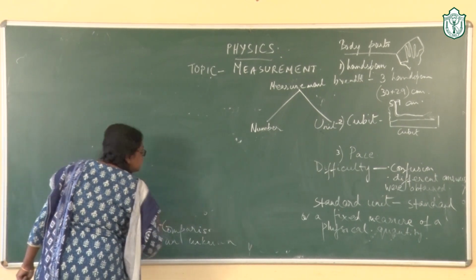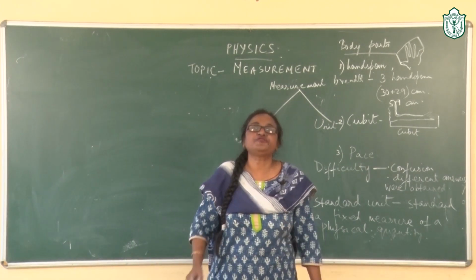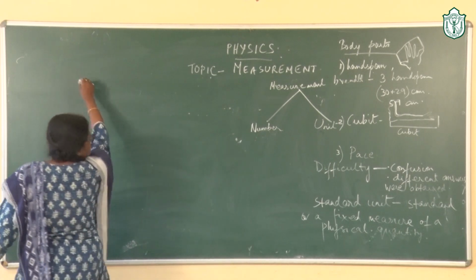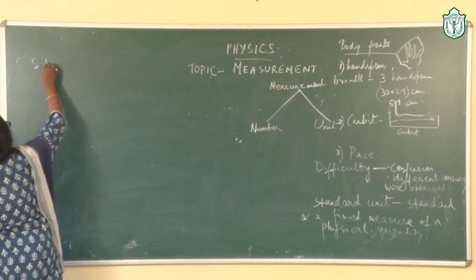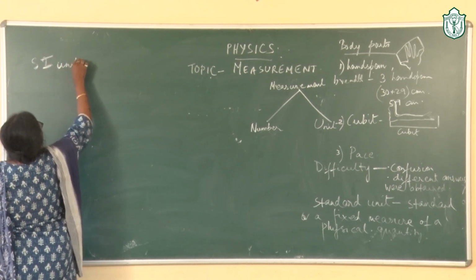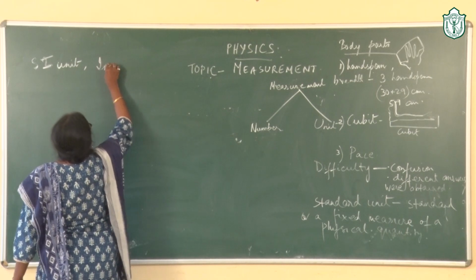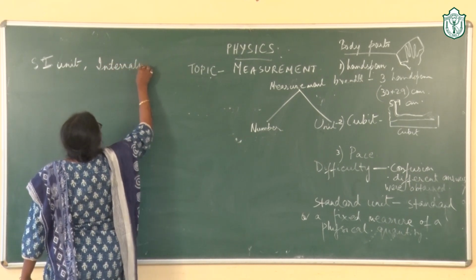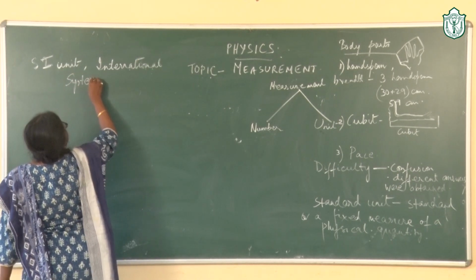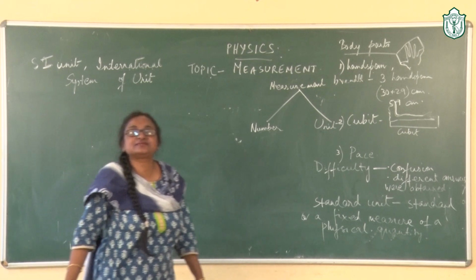In 1960, all scientists came together to propound another system of units which was called SI unit, or System International, or International System of Units.